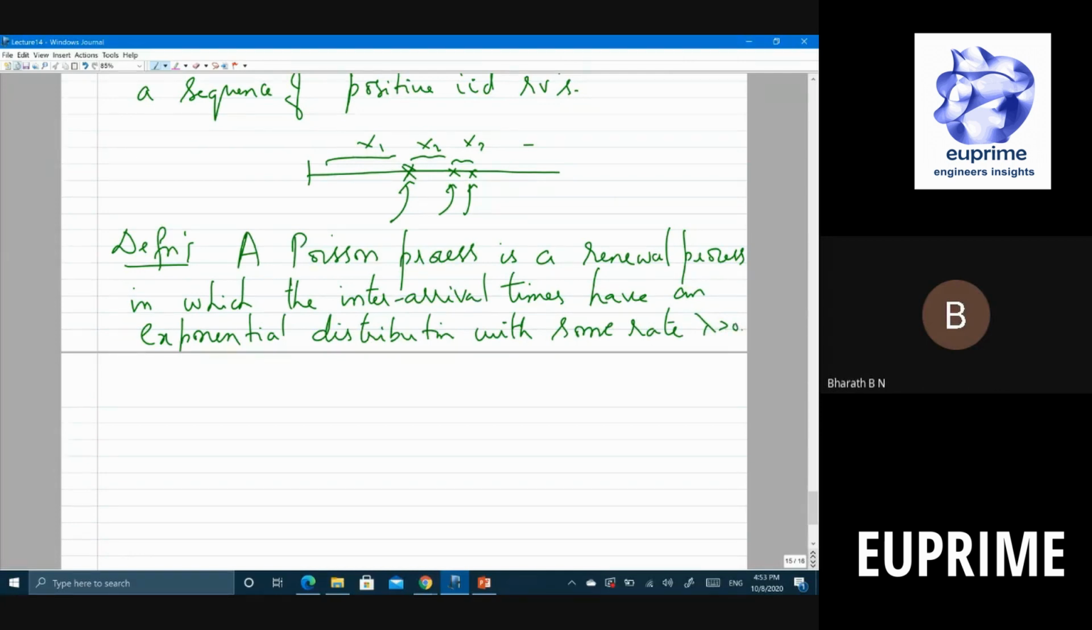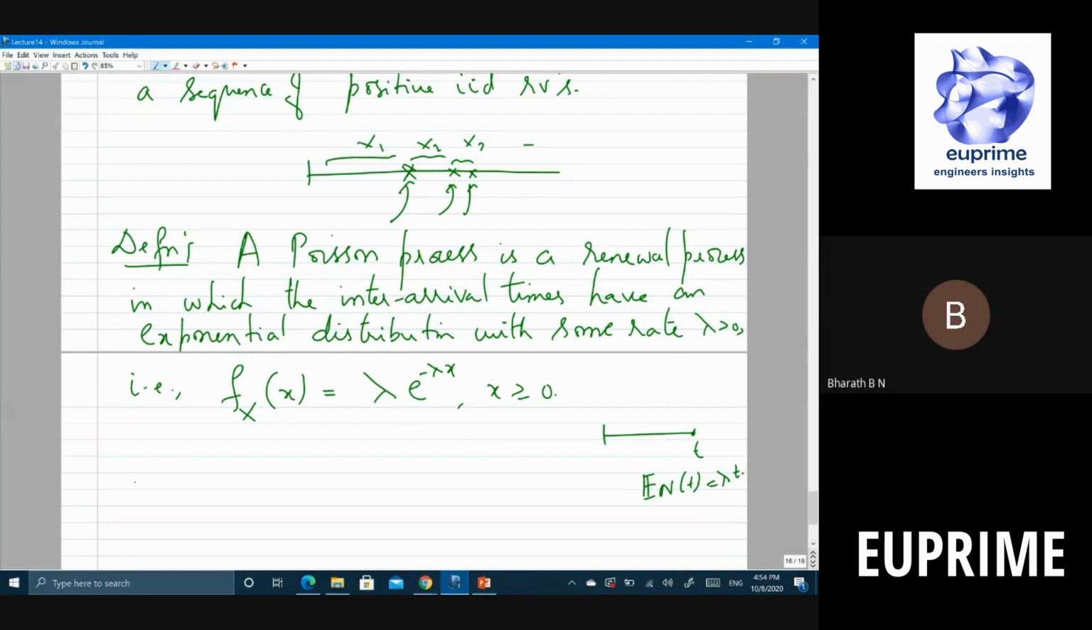That is fX(x), where x is your inter-arrival time, is lambda e power minus lambda x, for x greater than or equal to 0. Lambda is called the rate because it turns out that the average number of people arriving per second is lambda. If you take a window of t, the average number of people arriving in this interval, N of t, is lambda t. We will see why this is the case.